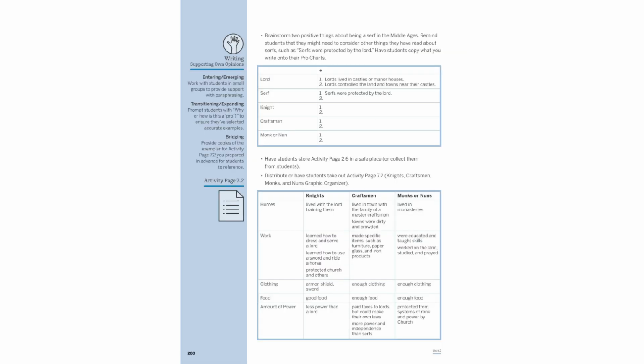Serfs, despite their hardships, had the advantage of protection by the lord. This security was crucial during turbulent times. Additionally, serfs had a stable place within the feudal system, ensuring a consistent role and responsibilities. These aspects provided a sense of belonging and safety, which were significant positives in the Middle Ages.